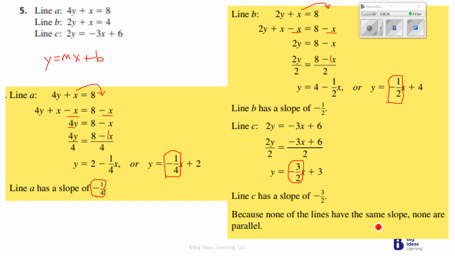Because none of the lines have the same slope, none are parallel. All right, this was kind of a trick question, I guess. None of these are parallel. All right, let's move on.